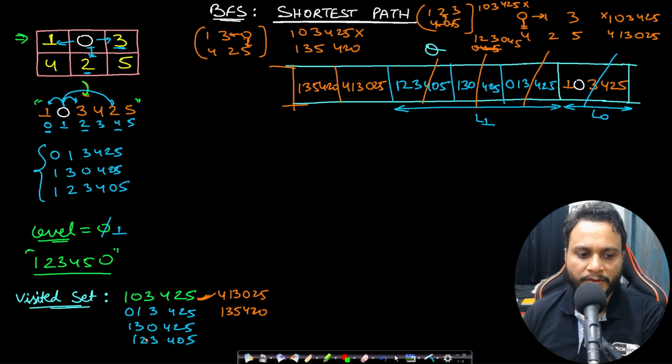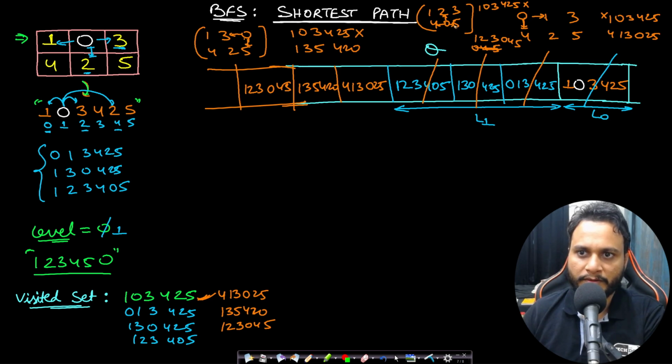Has it been traversed? 1, 2, 3 is here, but then 0, 4, 5 is not present. So I'll be inserting it 1, 2, 3, 0, 4, 5, and I'll be inserting it here as well. Fine. So this is the new state which has been inserted. Then the next state would be swap this 0 with 5, and then it will be 1 2 3 4 5 0. So this is also not traversed, so you can just traverse it.